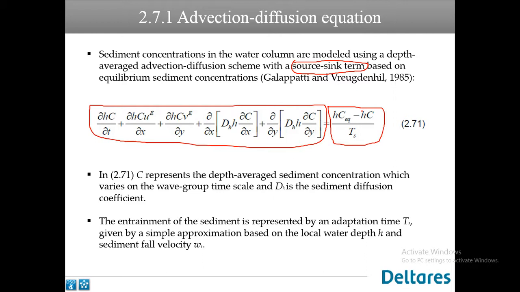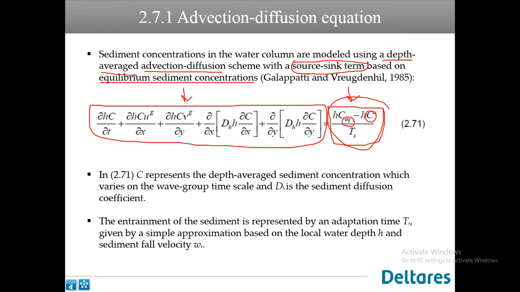Okay, they are solved in depth average form, and that is the reason why we use a depth average, two-dimensional advection diffusion equation, this one, with a source sink term, this one, based on equilibrium sediment concentration. Because the source sink term here will represent from erosional to the eventual deposition. So the sediment routing system is from the equilibrium concentration, how much it changes.